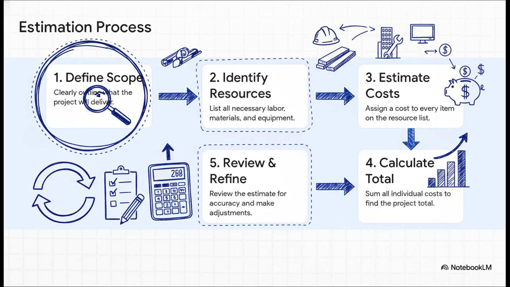It all starts with defining the project scope with crystal clarity. From there, you list out every single resource you'll need. Then you put a price tag on each of those items. After that, you add it all up. But you're not done yet. The last step is maybe the most important: review and refine. You have to keep checking your work, looking for inaccuracies and making adjustments.